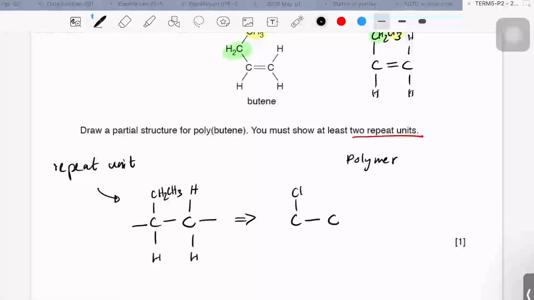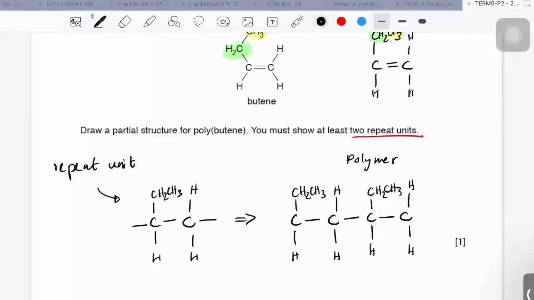Now when we draw, you have to draw this repeat unit 2 times. So this is 1 repeat unit, CH to CH. Now do another one. CH2, CH3, H. But now this is not the final answer because I had to put a bond to the left and also a bond to the right.